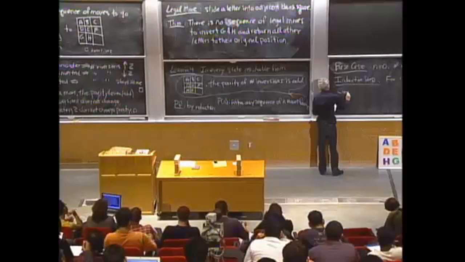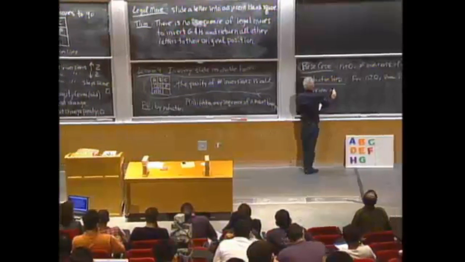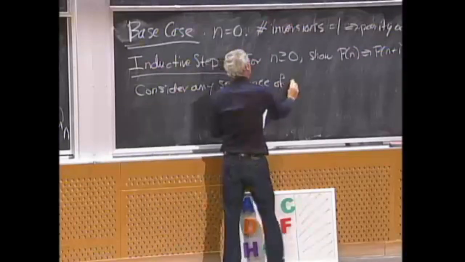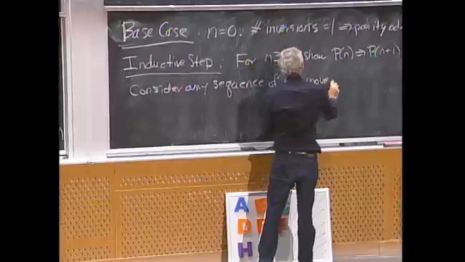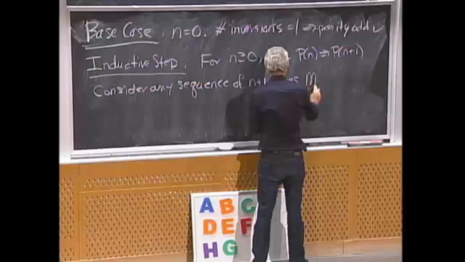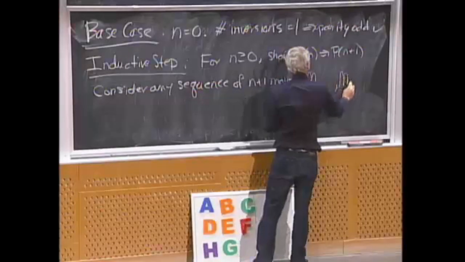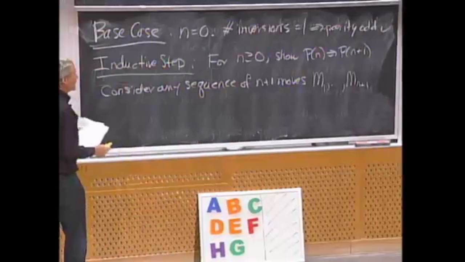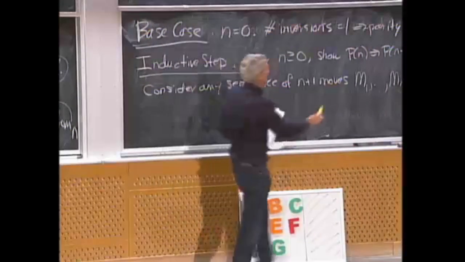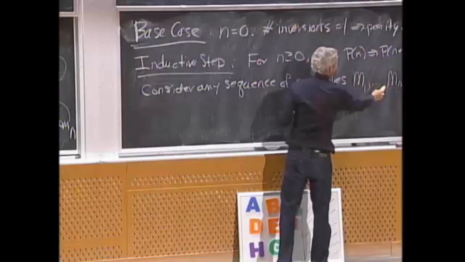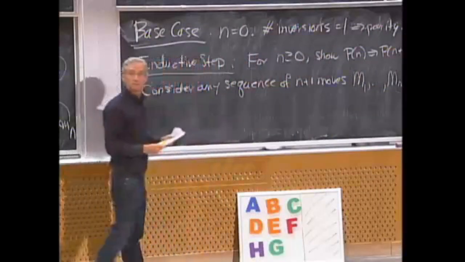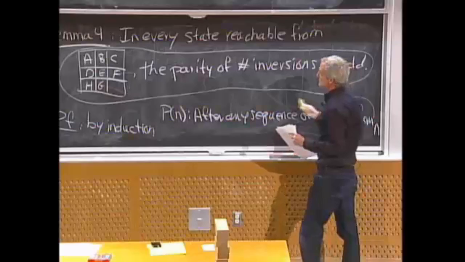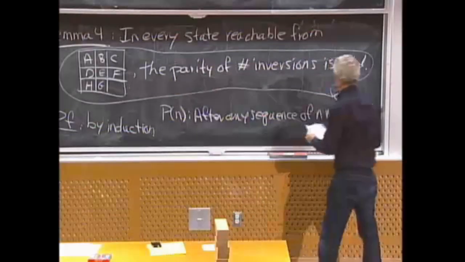So let's consider any sequence of n plus 1 moves. And call these moves, label them by m1 all the way to m n plus 1. Those are the moves we made. Now, by the inductive hypothesis, because of P of n, we know that after the first n moves, the parity is still odd. That's what P of n says. After any sequence of n moves from here, the parity of the number of inversions is odd.